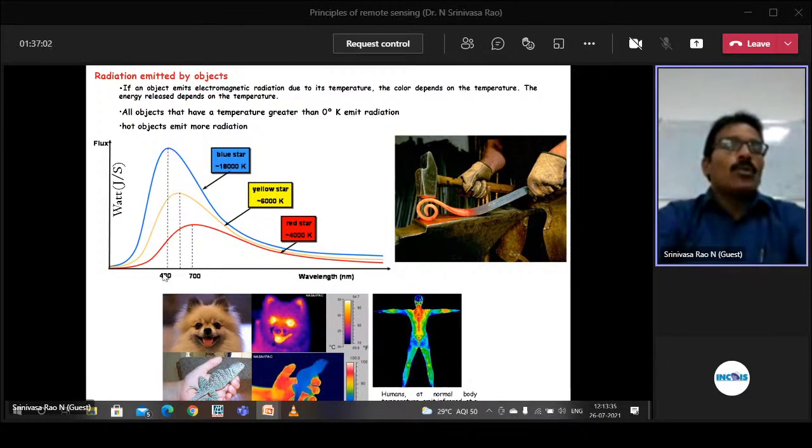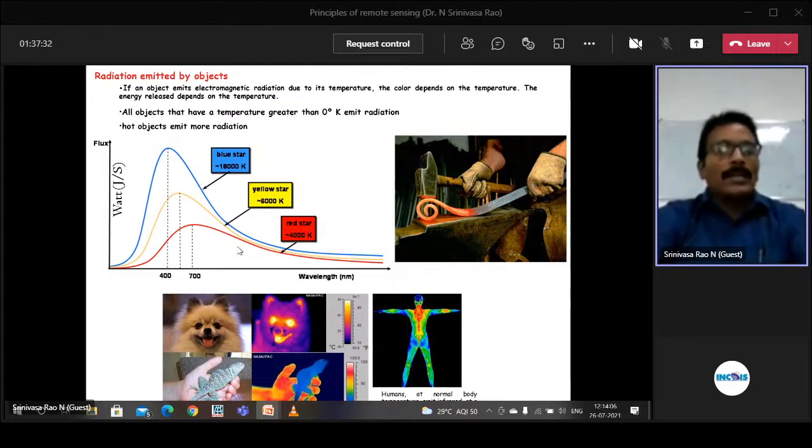What is the blue region? 400 nanometers. If it is yellow light, 6,000 degrees Kelvin, it emits light in a yellow color, which is in between 400 and 700 nanometers. Red light is at 4,000 K. Slowly the flux is reducing and the wavelength is increasing. That means as the wavelength increases, the energy is decreasing. That's all. It is shifting.